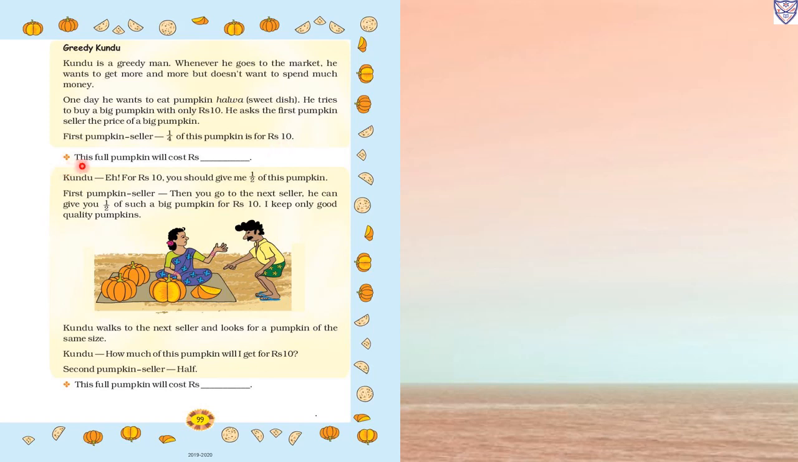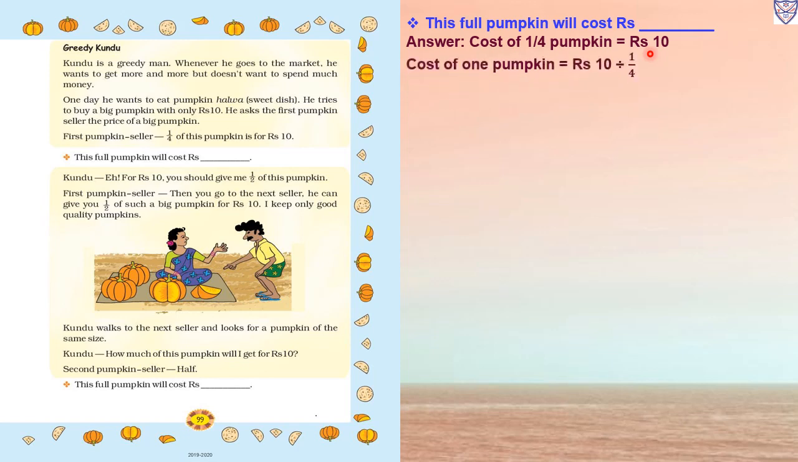So now we have to find out this full pumpkin will cost rupees dash. The cost of 1/4 pumpkin is equal to rupees 10. So the cost of one pumpkin is equal to rupees what? We have to find the one pumpkin.